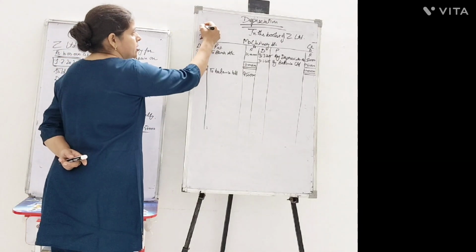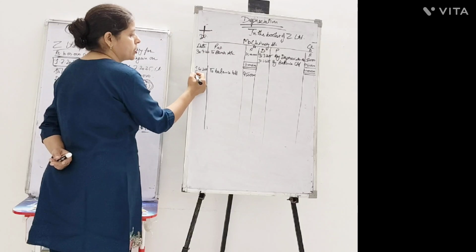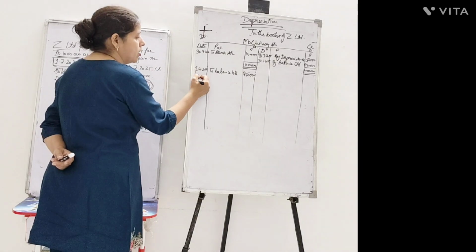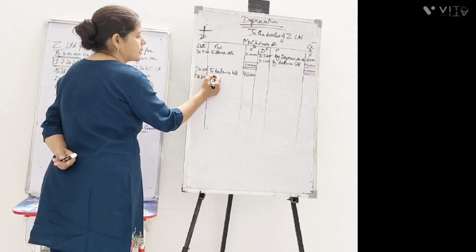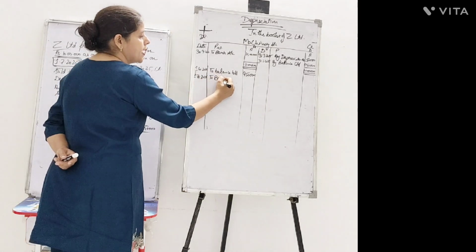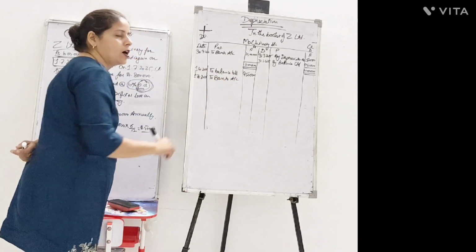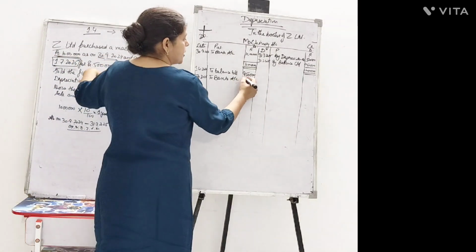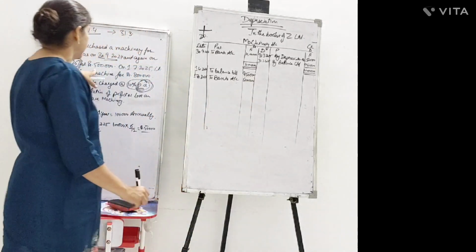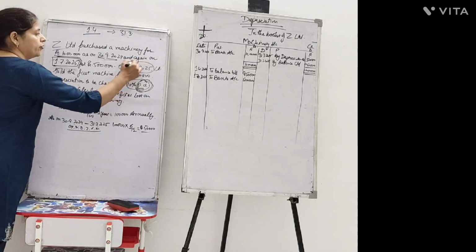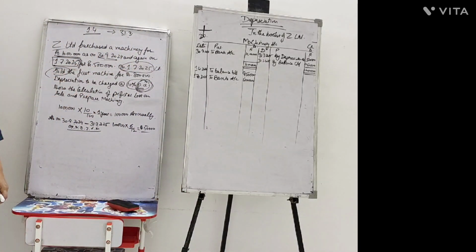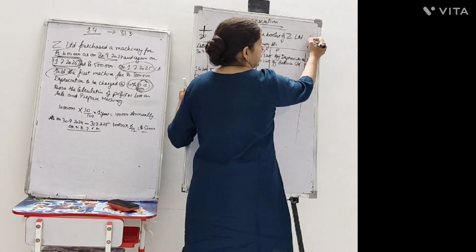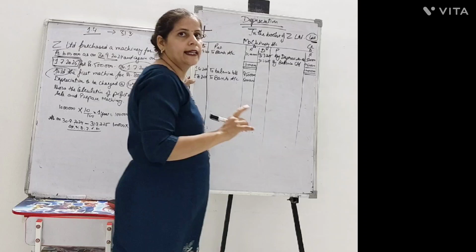Because there is an addition to the machine, a new machine is purchased, so it would be shown on the debit side of the account, to bank account, because money is going out and machinery is coming in, with rupees 5 lakh. But on the same date, what he did, he sold the first machine. Now, selling the first machine means the machinery value is reducing, it's going to be less.